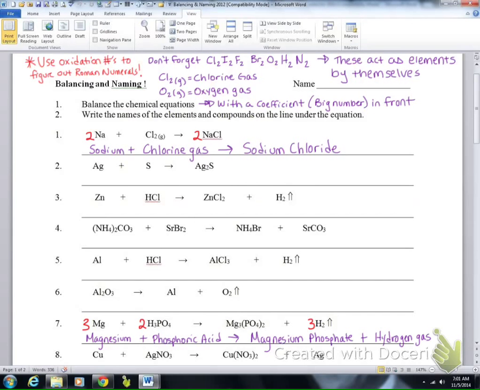You don't ever need to know the names of the acids, and I'm going to actually give them to you at the end of this assignment, so you can write them down. Then we've got magnesium phosphate plus hydrogen gas is how you would name that. So there's your examples for the front side. Now turn your paper over and I'm going to give you some examples for the back side.